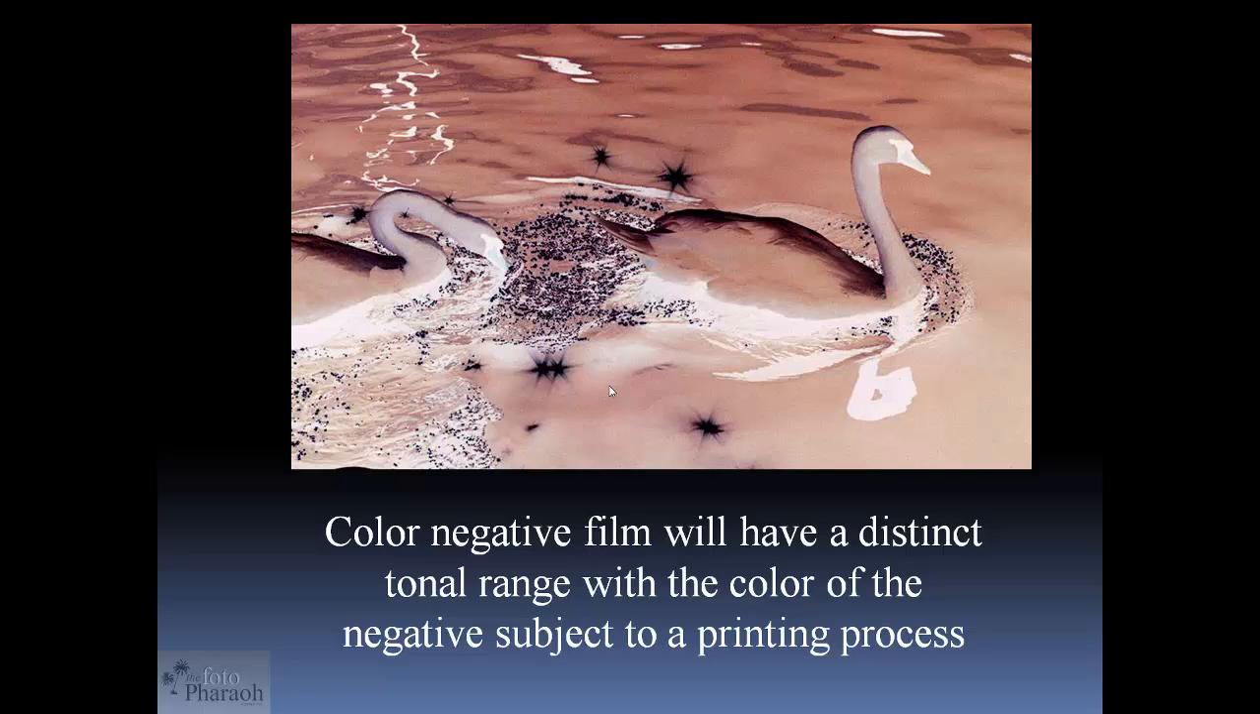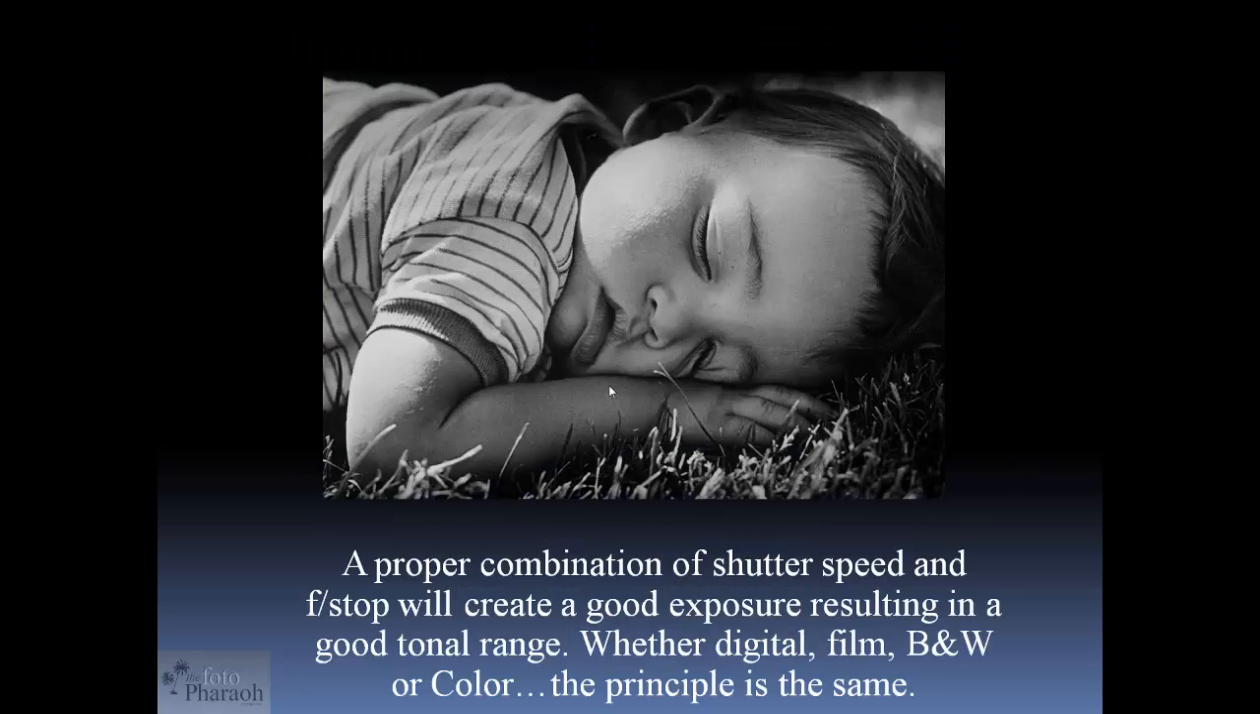Now a little digression here, if you were shooting with color film, you would end up with a result that would look like this as far as the negative goes, and then it went through a reversal process, and it would then give you the correct color image when it was printed. In black and white, the principle again is the same. The proper combination of shutter speed and f-stop will create an exposure that will give you a good print.